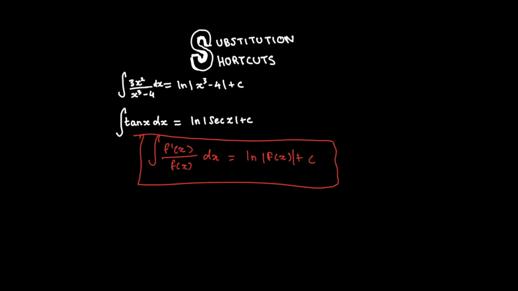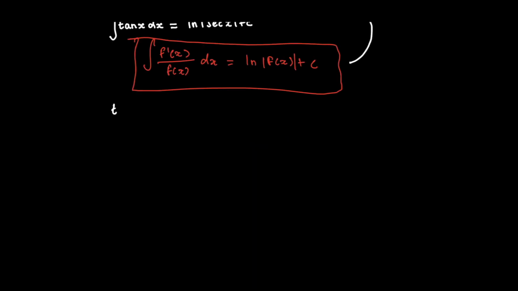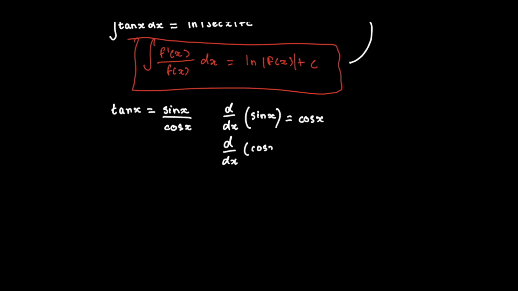This can be used to speed up many substitution sums, which can help you save a lot of time in the paper. So we can look at tan x here. In trigonometry, we learned that tan x can be written as sine x over cos x. And in basic differentiation, we probably learned that the derivative of sine x is equal to cos x, and that the derivative of cos x is equal to negative of sine x. The negative sign is very important.